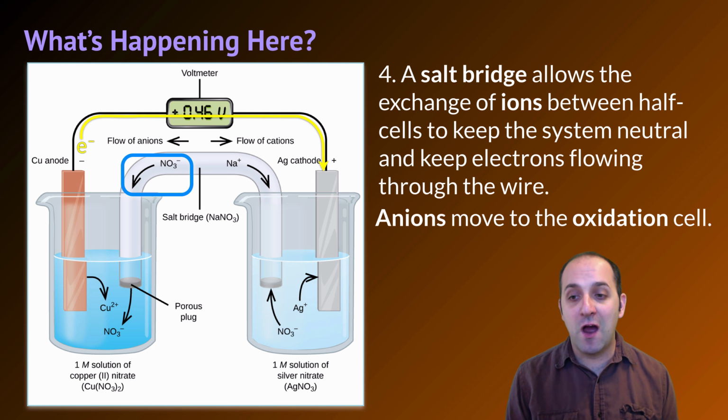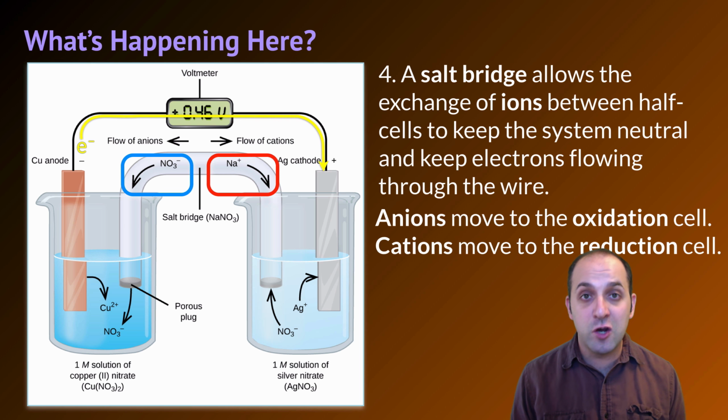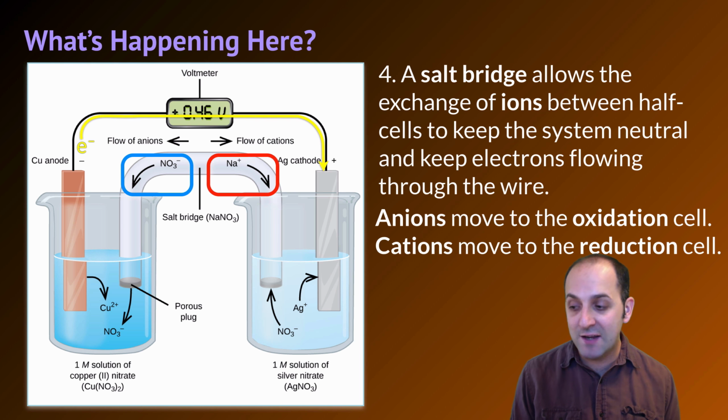Anions, or negative ions, are going to move into the oxidation cell, the cell where the anode is producing electrons. Cations are going to move into the reduction half cell, the cell where the cathode is gaining electrons. As long as ions continue to move, the overall charge of the system remains neutral and electrons will continue to move through the wire, powering the load.